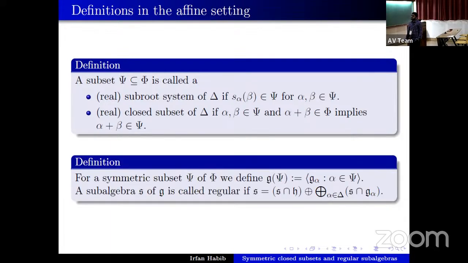For a symmetric subset of the real affine root system phi, we define G of psi to be the subalgebra of the affine Lie algebra generated by the root spaces of psi. Again, a subalgebra is called regular if it is a direct sum of root spaces.